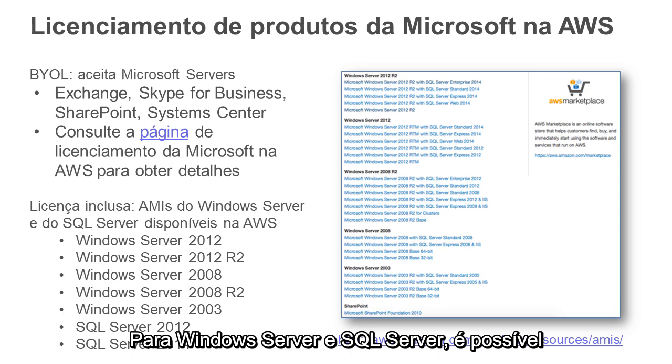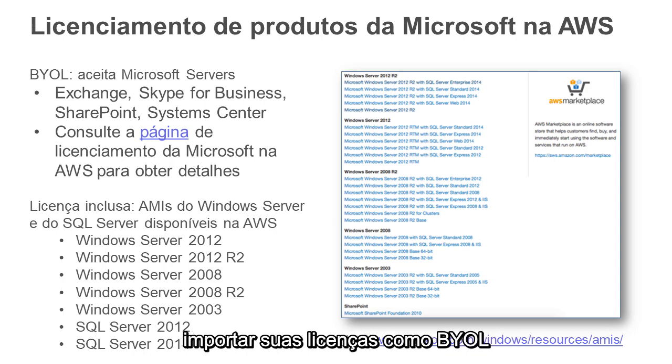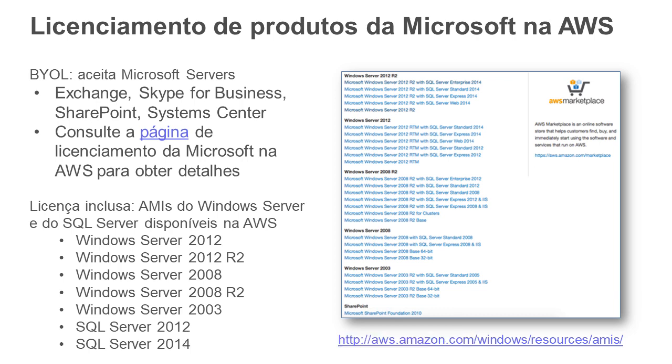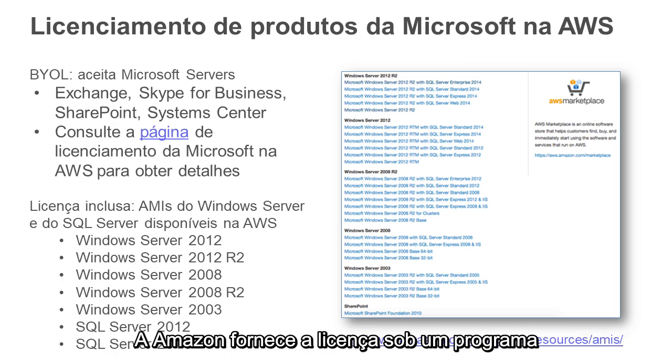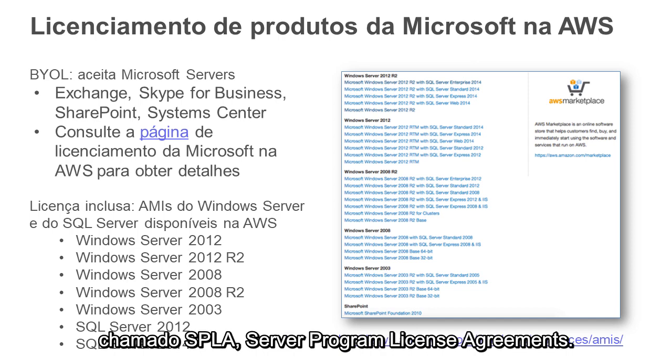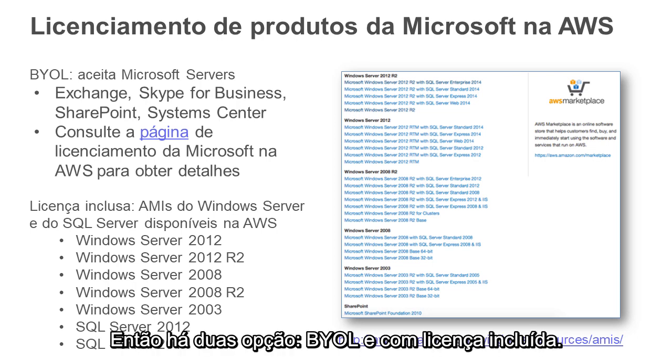For Windows Server and SQL Server, you can either import your licenses as BYOL or included models, in which you're using Windows servers or SQL servers in which Amazon is providing the license for you under a program called SPLA, Server Program License Agreements. Okay, so you have both options, BYOL and license included.